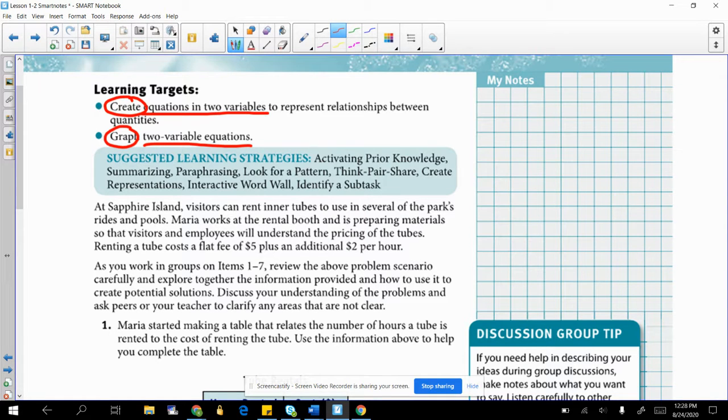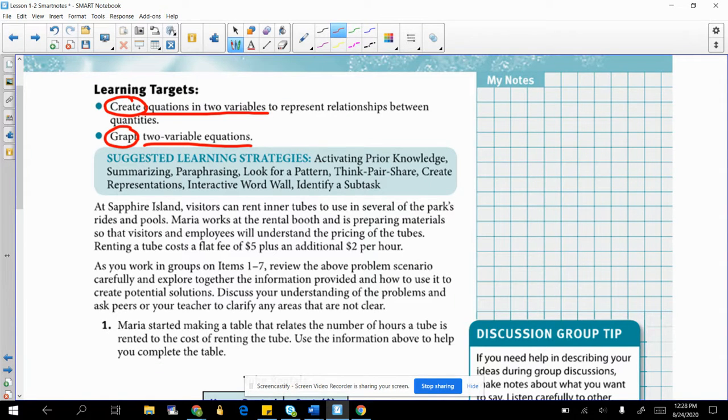It says, at Sapphire Island, visitors can rent inner tubes to use in several of the park's rides and pools. Maria works at the rental booth and is preparing materials so that visitors and employees will understand the pricing of the tubes. Renting a tube costs a flat fee of $5 plus an additional $2 per hour.